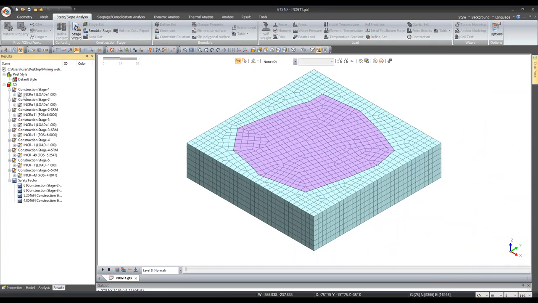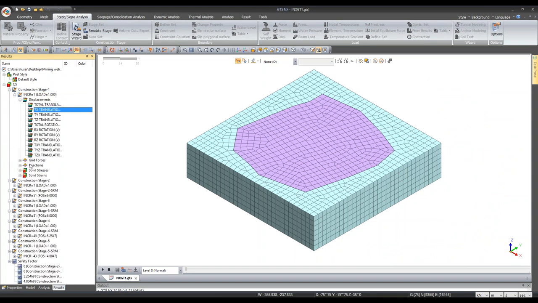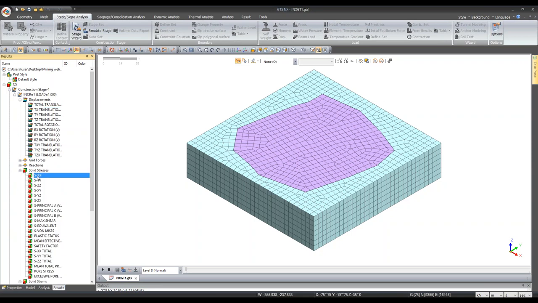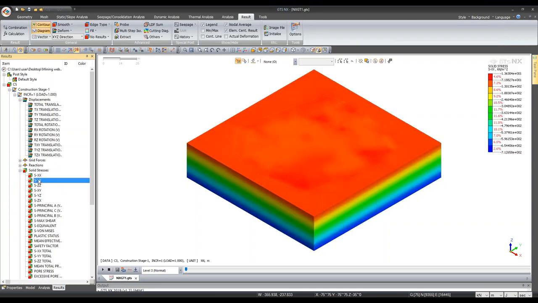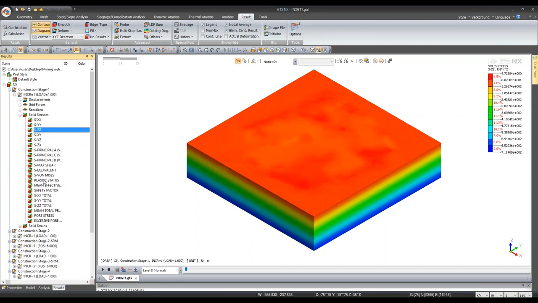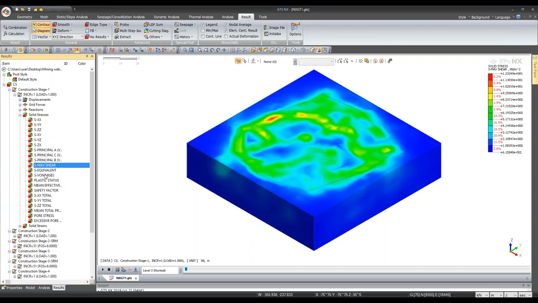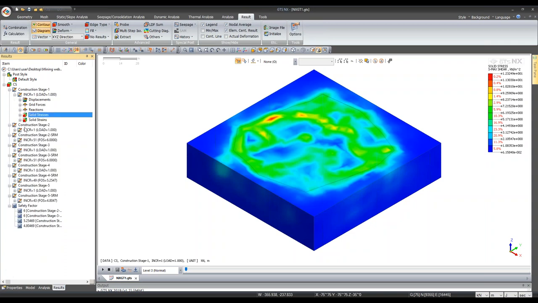Go to results. So this is what I'm talking about in construction stage one. This is my in situ stage. I'm not worried about the in situ stresses. So in situ stresses will be developed. You can see the in situ stresses in here, in lateral stresses, in horizontal stresses. So all the in situ condition stresses will be obtained over here, the S maximum, all the conditions. This is my shear stresses basically.